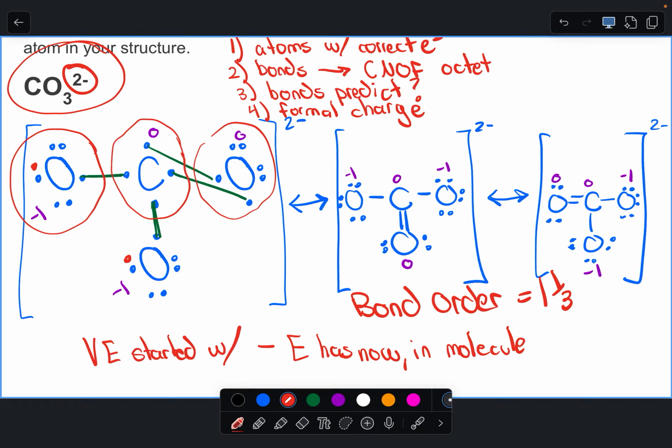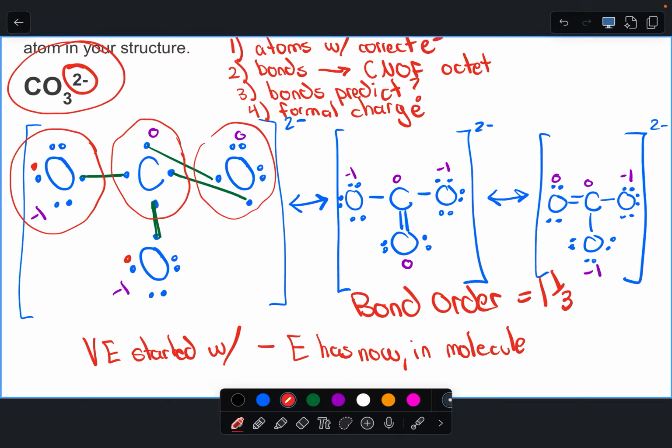And I have notes about this at the end of today's notes. And I'm probably not going to go into them in detail because we've actually been talking about it every time we talk about resonance structures, like last class and today. And we'll keep talking about it.